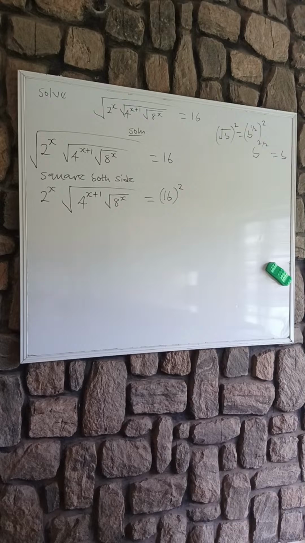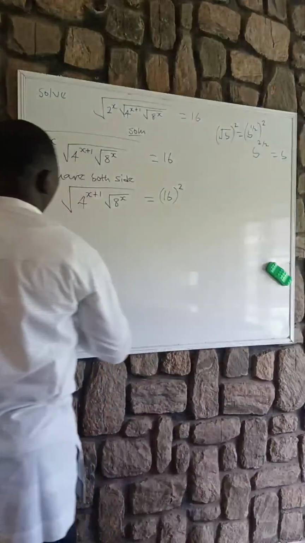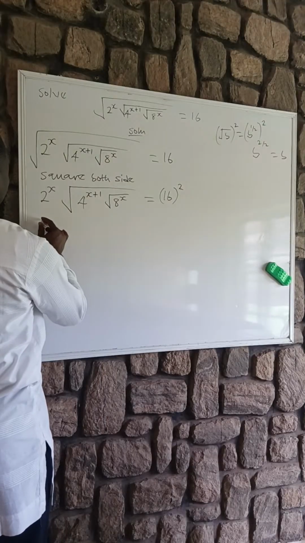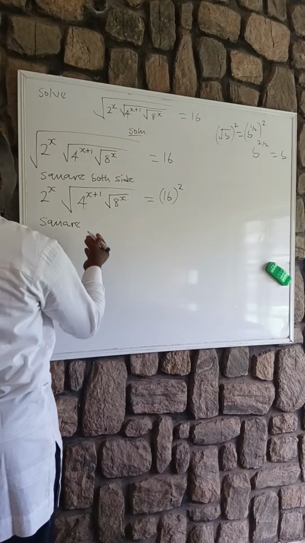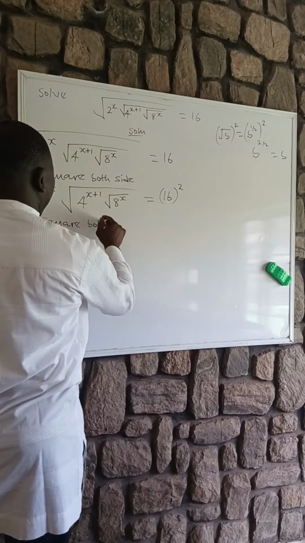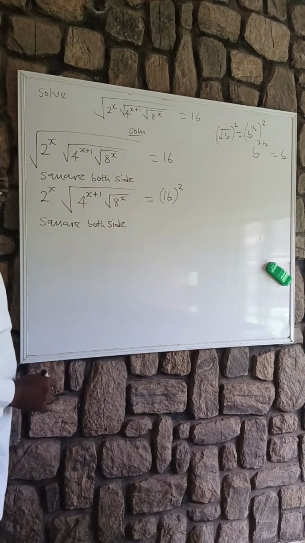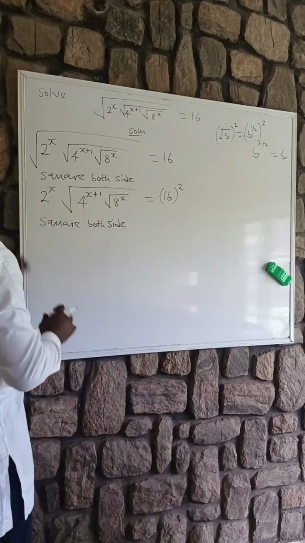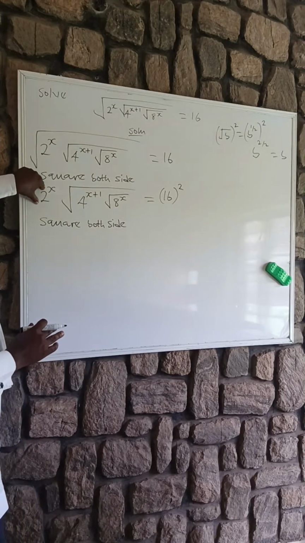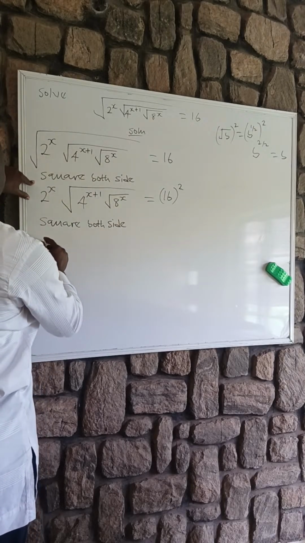Look at the question, the board, very well. Can you see now? So it means we are going to square both sides again. Square both sides. Because of this, we want to square both sides, so it means it will now affect this one too. Is that clear? So if we square both sides, this is what we are going to have.